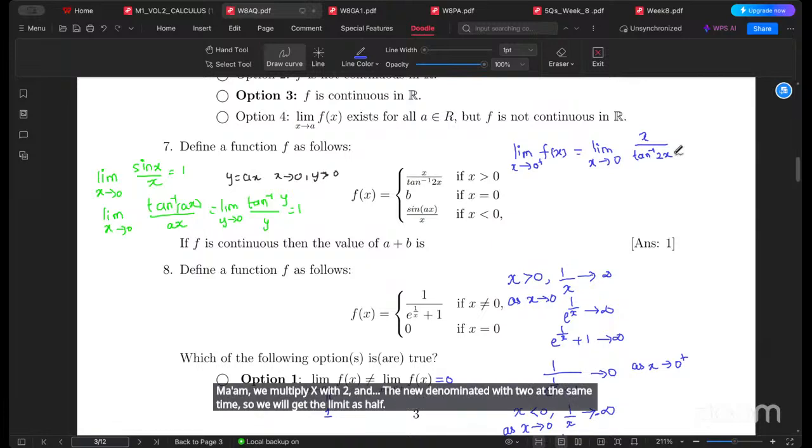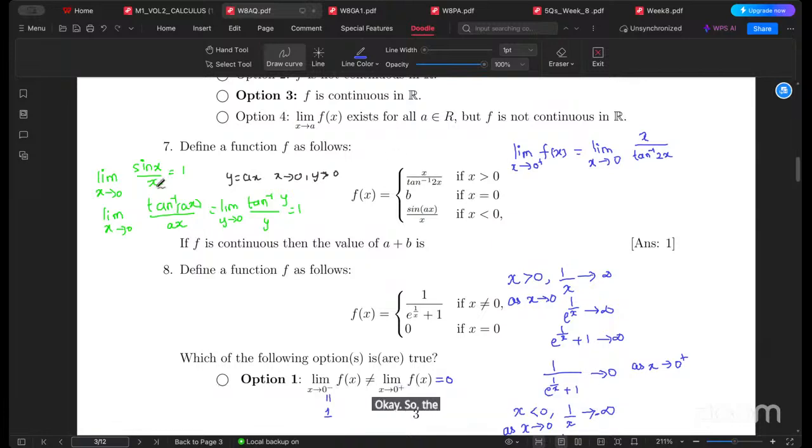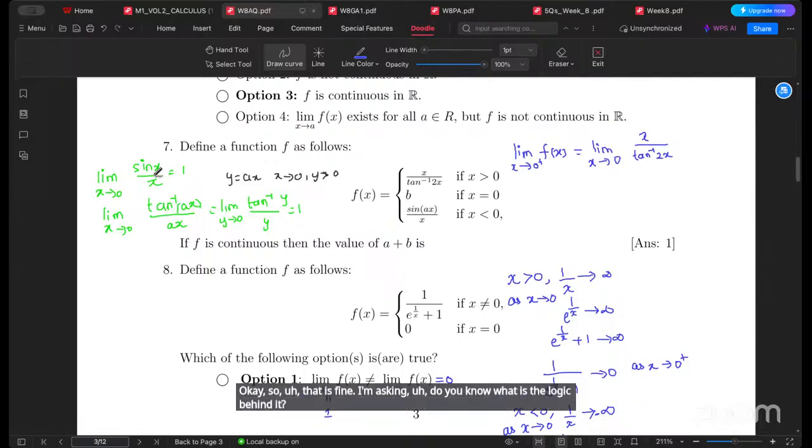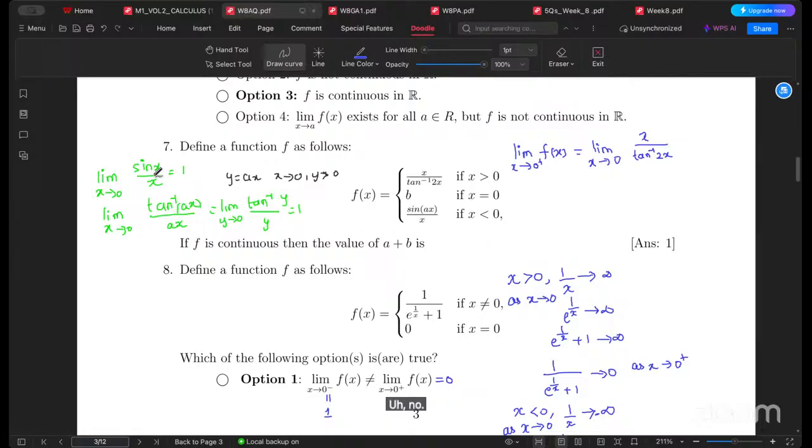Someone is saying that you don't know this formula. Do you know this formula? Yes, I know the upper one. How did you get that? From the lectures, ma'am, by applying the sandwich theorem. I'm asking, do you know the logic behind it? It was taught in lecture 1. This comes from the expansion of sin x.